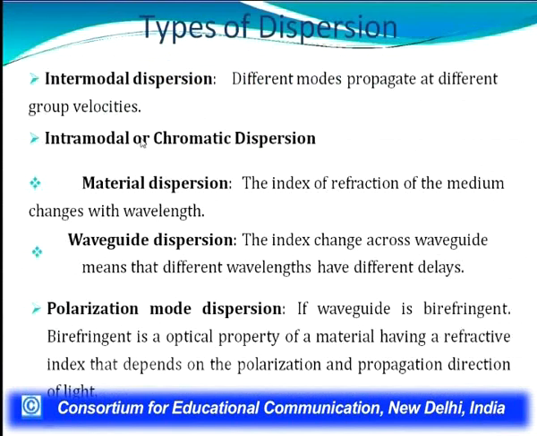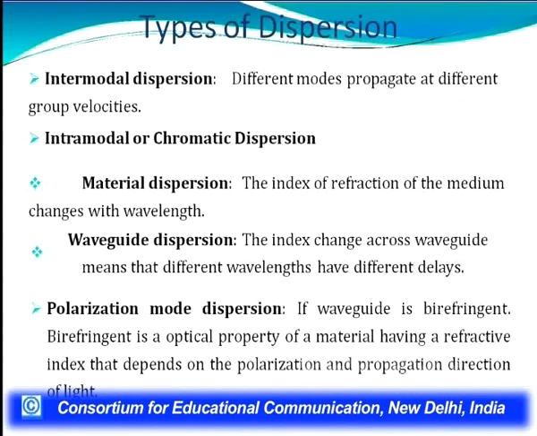Now, what are the types of dispersion? Dispersion is defined by three types. First is the intermodal dispersion, second is the intramodal, that is the chromatic dispersion, then polarization mode dispersion. One by one we will discuss, first the intermodal dispersion. Different modes propagate at different group velocities. The intramodal or chromatic dispersion is again divided into two parts. First is the material dispersion, second is the waveguide dispersion.